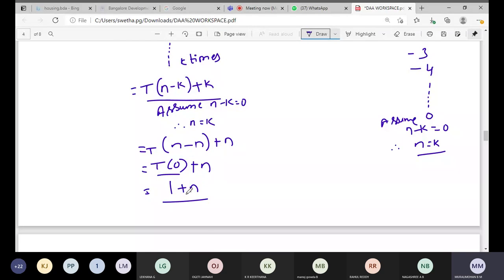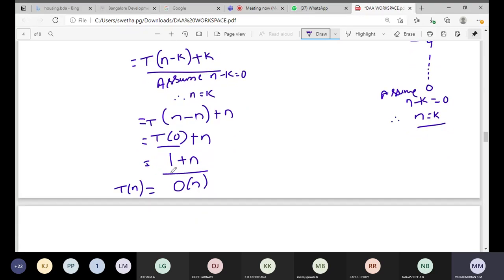1 plus n, is it same as n plus 1? So what is the order we are having here? N. So it is the total amount of time we are having. So n plus 1, right? N plus 1.